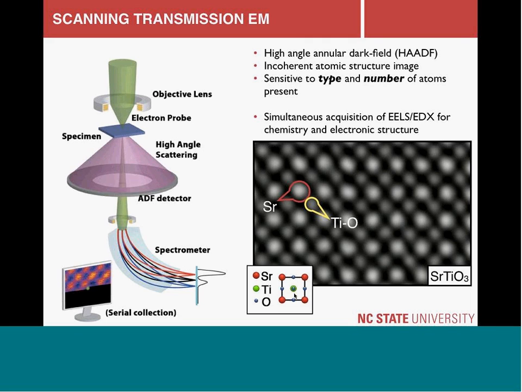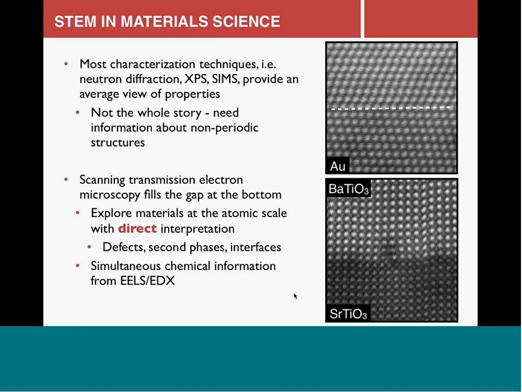Okay. All right. So what's nice about this is that we can get simultaneous chemical information, either through electron energy loss spectroscopy or energy dispersive X-ray. This is chemistry and electronic structure information. I'm going to go into a bit more about EDS because it is relevant to our talk today.